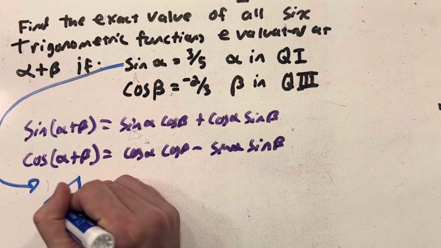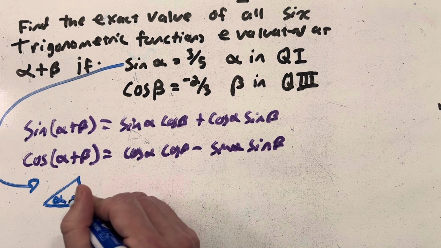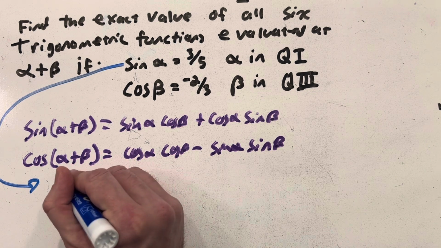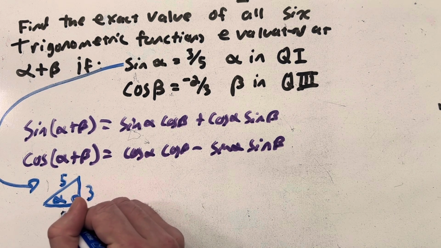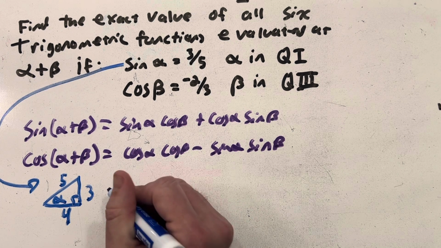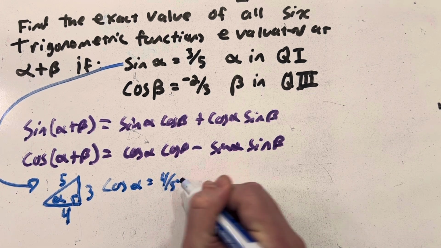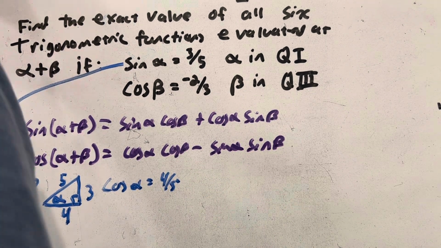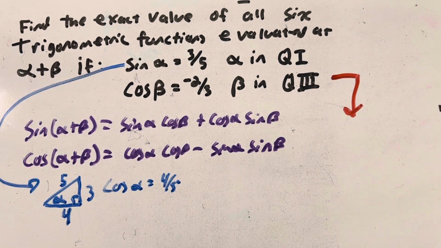I'm in quadrant 1, which means I can just think about alpha living in a right triangle. Sine in that right triangle is the opposite over the hypotenuse. And of course, this is the very famous 3, 4, 5 right triangle. And if we weren't sure about that before, we could certainly use the Pythagorean theorem to find it. But now looking at that, I know that the cosine of alpha is 4/5.